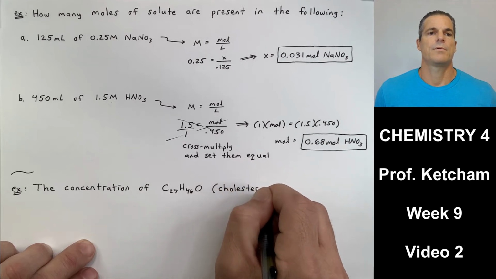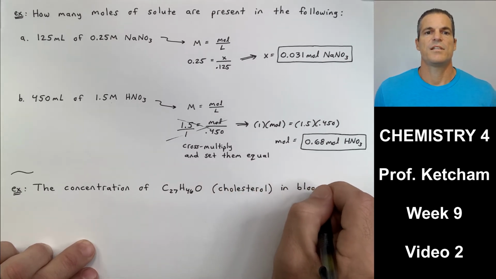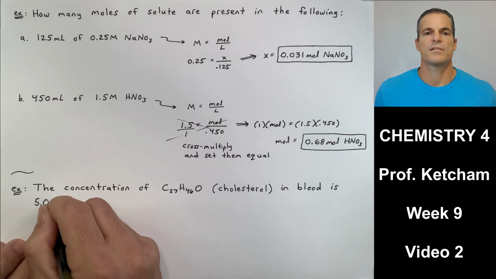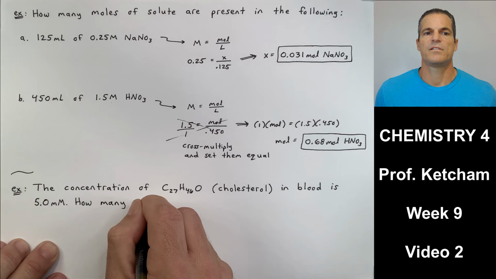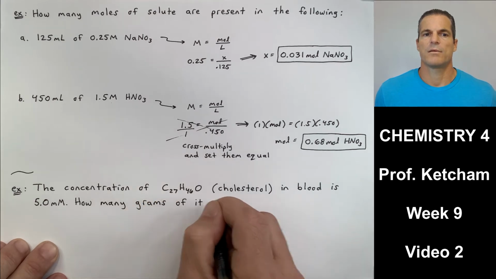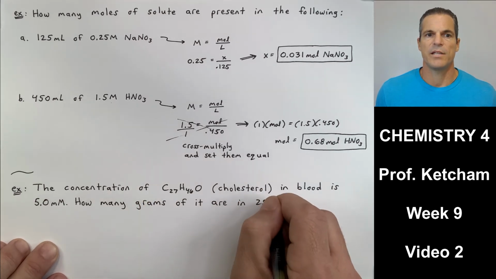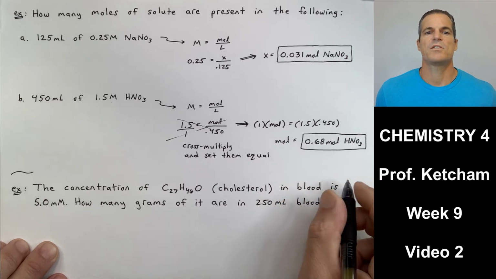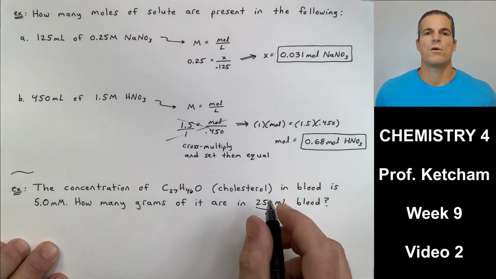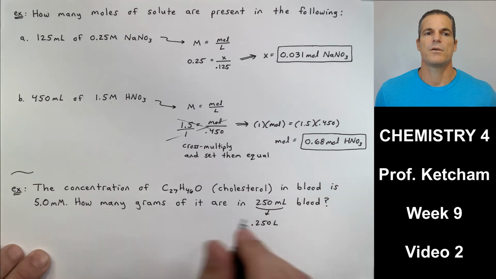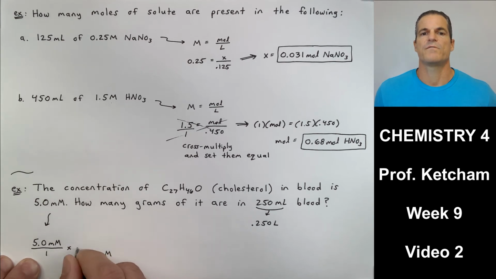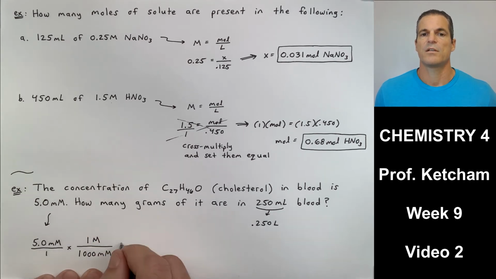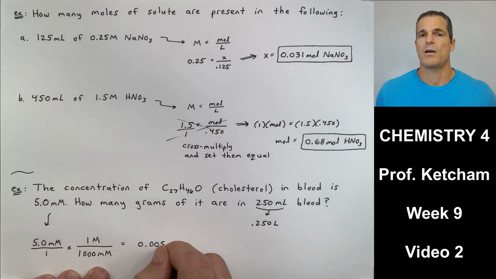All right, next example. The concentration of C27H46O cholesterol in blood is 5.0 millimolar. Okay, that's kind of like a milligram or a milliliter. It's a millimolar. The concentration of C27H46O in blood is 5.0 millimolar. How many grams of it are in 250 milliliters of blood? Well, right away I'd change 250 milliliters to 0.250 liters. You don't do that all the time, but you do when you're talking about molarity.